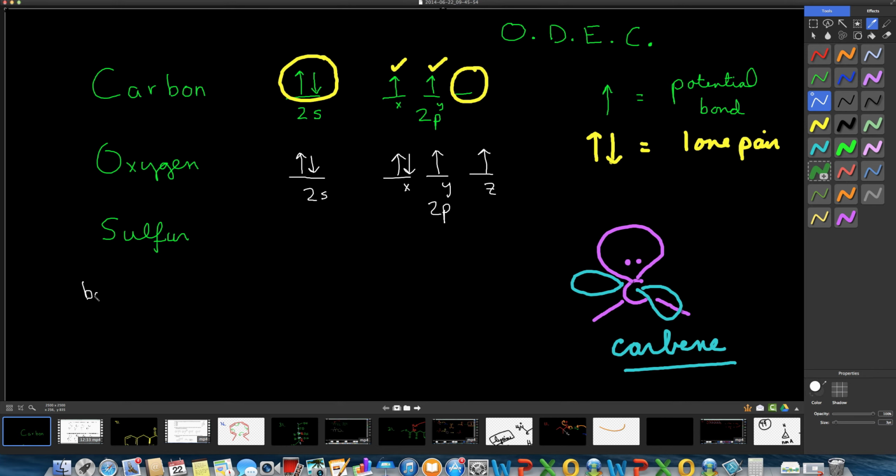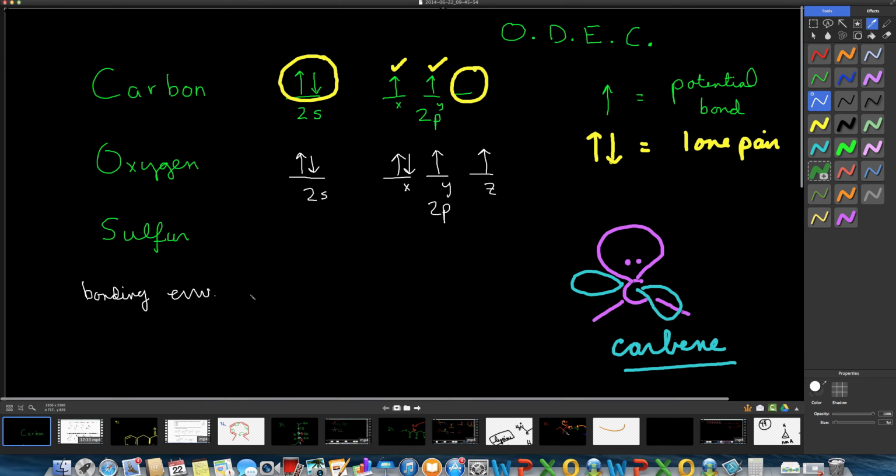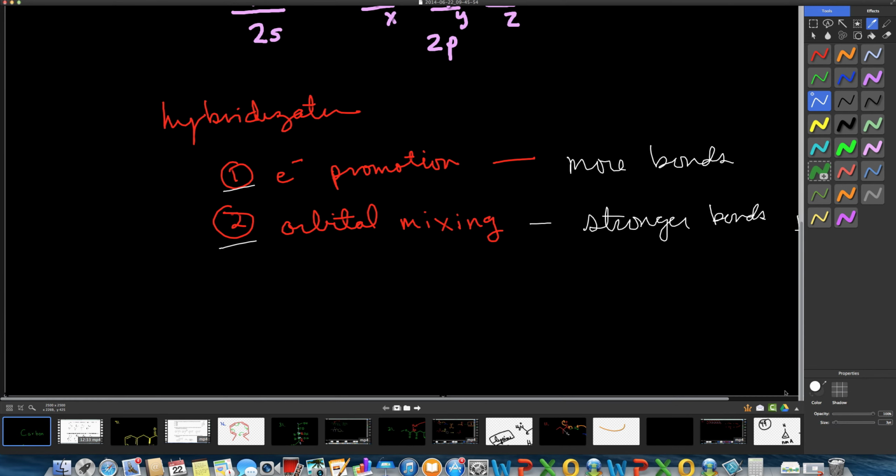A bonding environment is how many bonds can be made. Carbon can make 2 or 4. 2 when it does not hybridize, 4 when it does hybridize. Oxygen can make 2 only. Let's take a look at sulfur in a bit more depth.